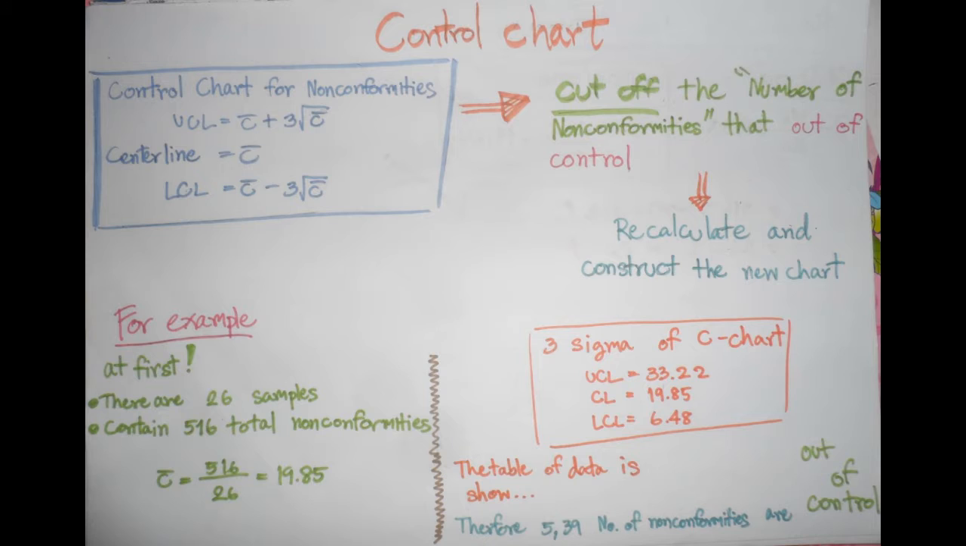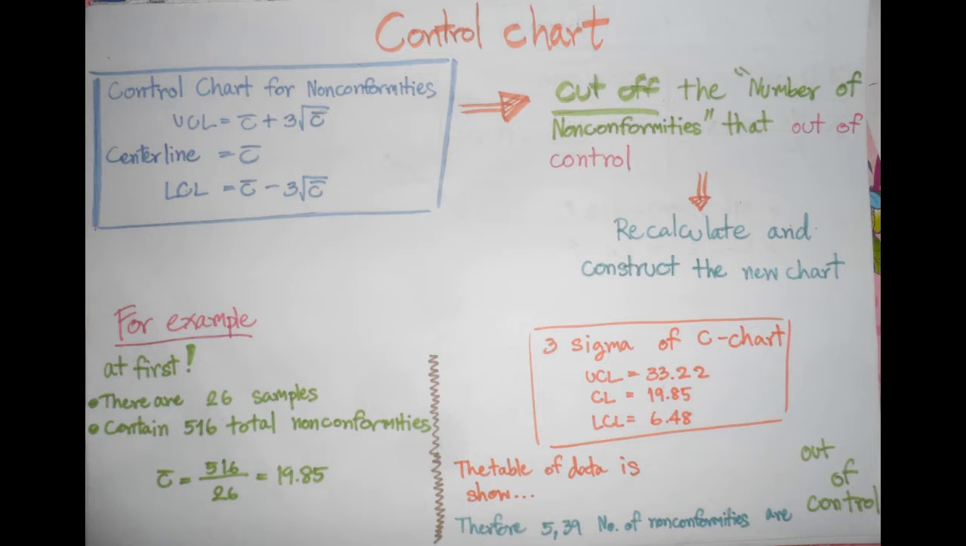And after the first calculation, you will see which values of the number of nonconformities are out of control. You have to cut off the number of nonconformities that are out of control, and the next step is to recalculate and construct the new chart. For example, at first, if there are 26 samples containing 516 total nonconformities, c bar is equal to 516 divided by 26, which is equal to 19.85.